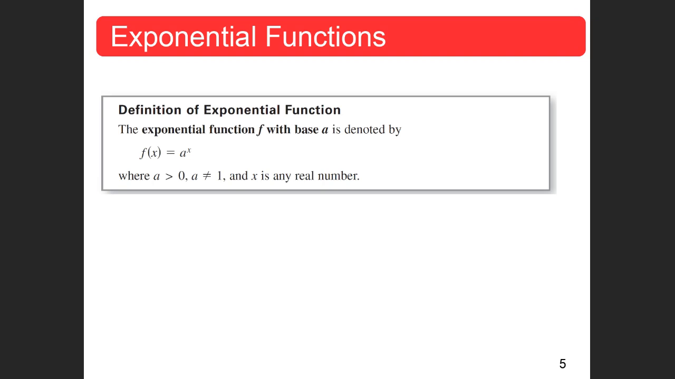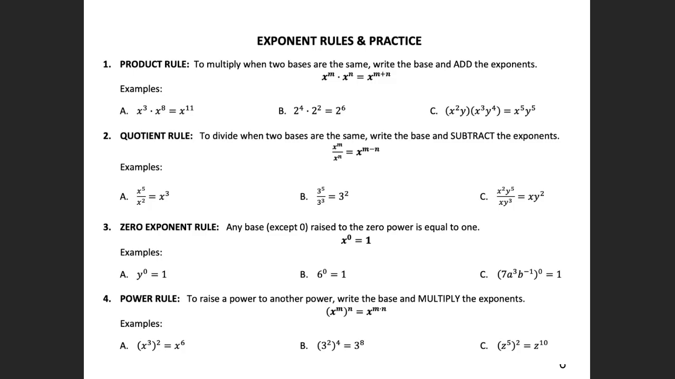So the first thing we're going to do is the definition of an exponential function. An exponential function f with base a is denoted by f of x equals a to the x. So in order to be an exponential function, the exponent has to be a variable, okay? So that's what makes an exponential function, when the exponent is a variable.